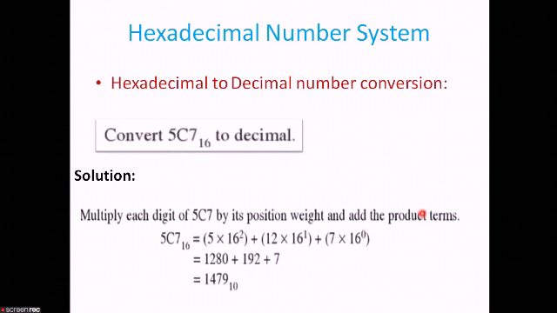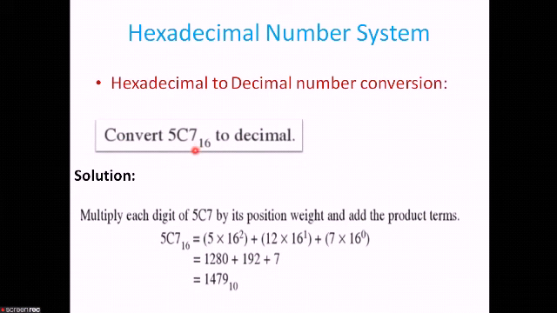Next, we will be doing some hexadecimal to decimal conversions. So how to do it? Now this number is given, 5C7 to the base 16. We have to convert it into decimal. The number is 5C7 to the base 16. Why is the base 16? Because it is a hexadecimal number.